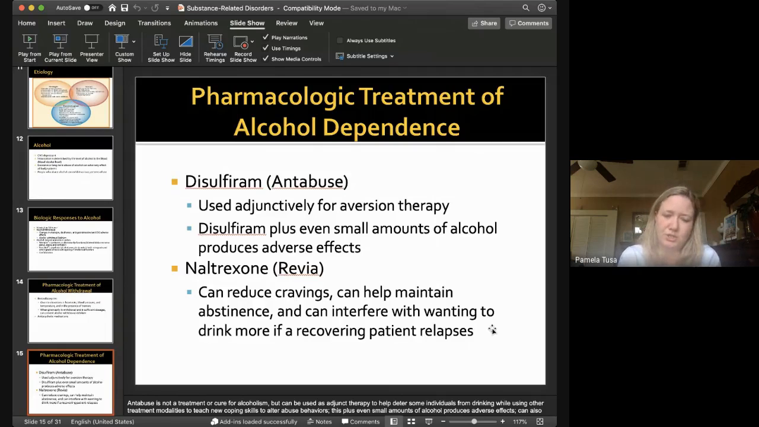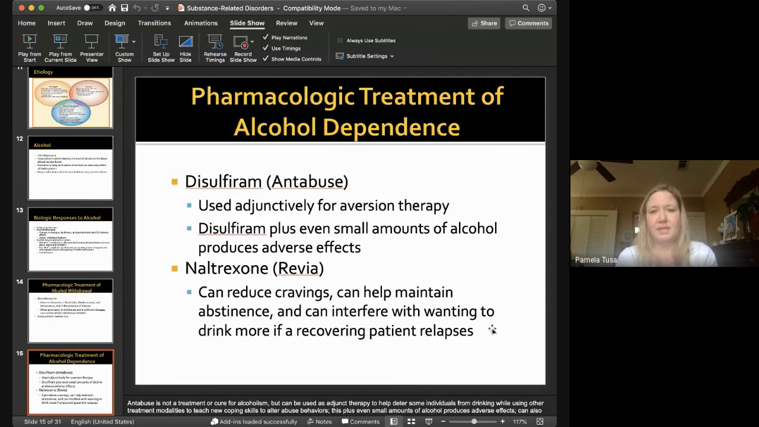Antabuse is kind of an oldie drug. You still hear about Antabuse occasionally. I will tell you, I haven't seen Antabuse used as much in the last couple of years. It's not a treatment or a cure for alcoholism, but it can be used as an adjunct therapy, okay? What it does is help deter individuals from drinking when they're on this drug. Even if they take small amounts of alcohol while on Antabuse, they'll have adverse effects. They'll start throwing up, maybe feel palpitations, things of that nature.